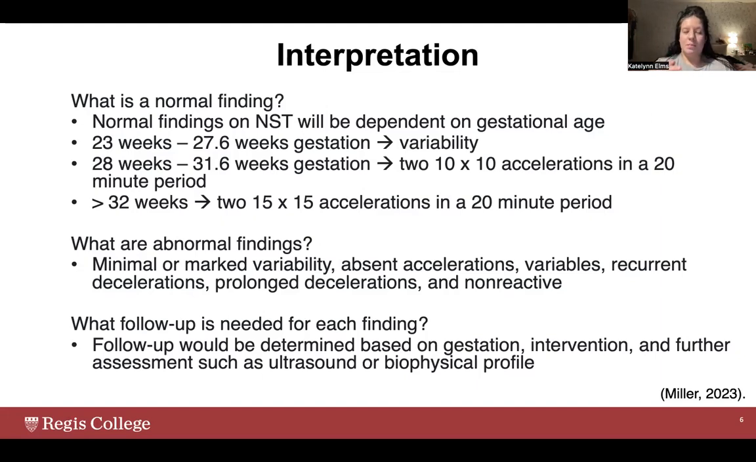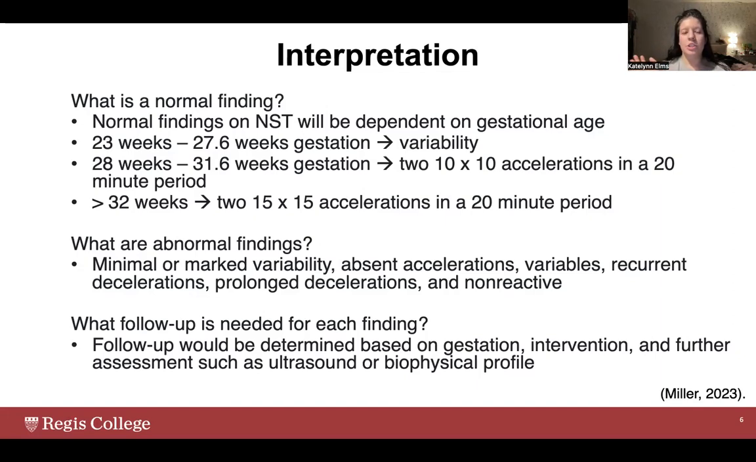At 32 weeks, there's a higher grading scale. You have to have 2 15 by 15 accelerations in a 20-minute period. This means that the heart rate has to go up from the baseline by 15 for 15 seconds twice. So let's say you put the mom on the heart rate monitor, and the baseline for the baby is 120. That means most of the time in the 10-minute period, it's at 120.